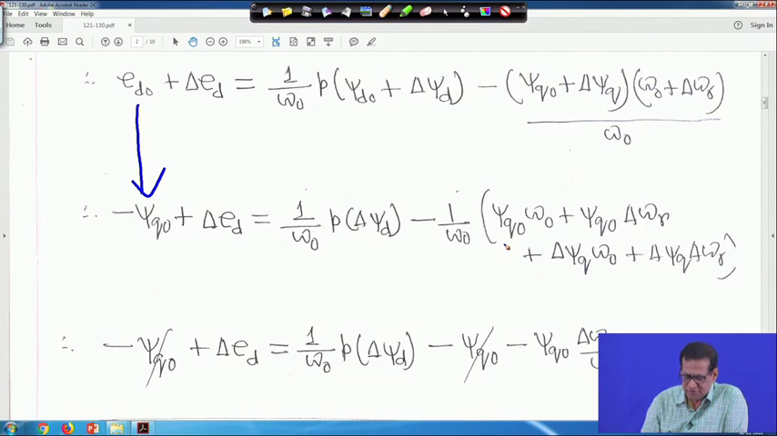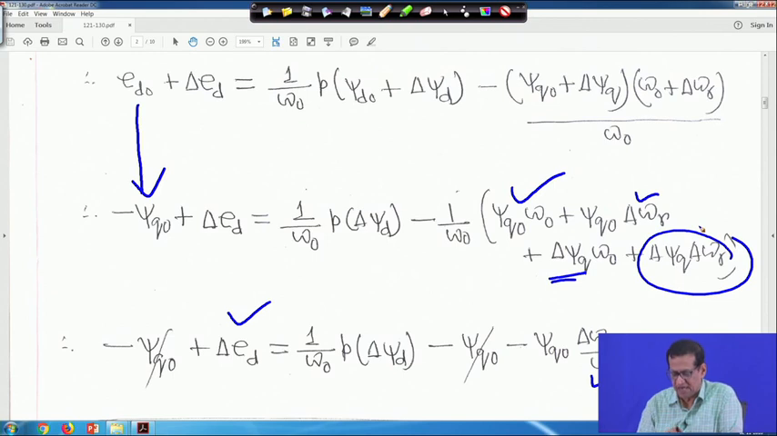Now, further if you do so, it will be minus psi q 0 plus delta E d, this side is equal to 1 upon omega 0 p delta psi d, and if you simplify this one, it will be minus psi q 0, then minus psi q 0 delta omega r. This term is there, then the second term psi q 0 minus psi q 0 delta omega r by delta omega 0, and this term minus delta psi q. The product of delta psi q and delta omega r is very small, so we have neglected that term because it is a product of two small perturbation terms. So it is very small, so it has been dropped, neglected, right.